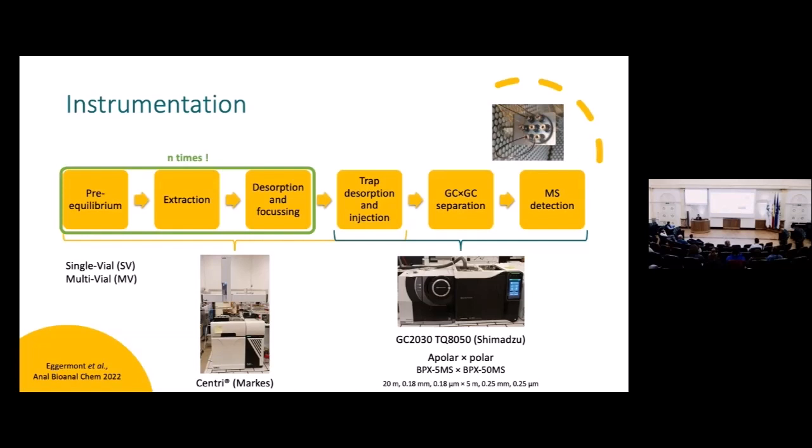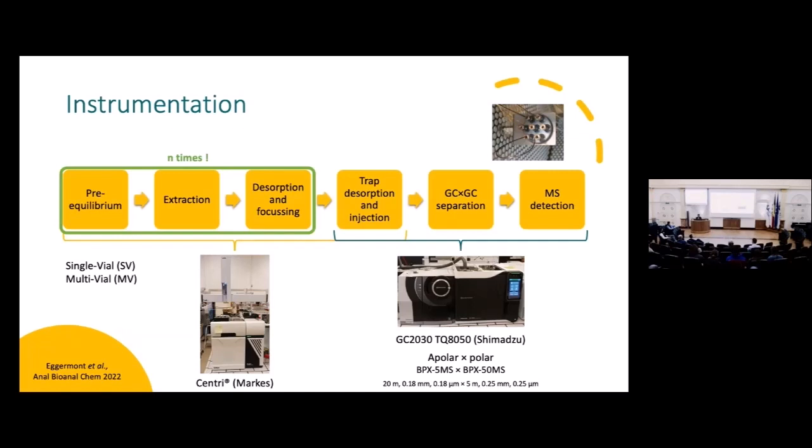The single vial is what Steven has shown with olive oil. So it's everything on the same vial, with the same aliquots and the same sample. Whereas the multi-vial is the same extraction on the same sample, but from different vials.